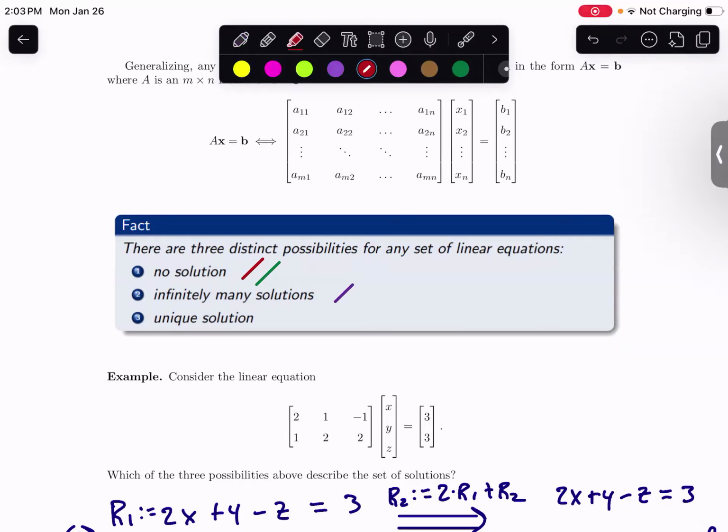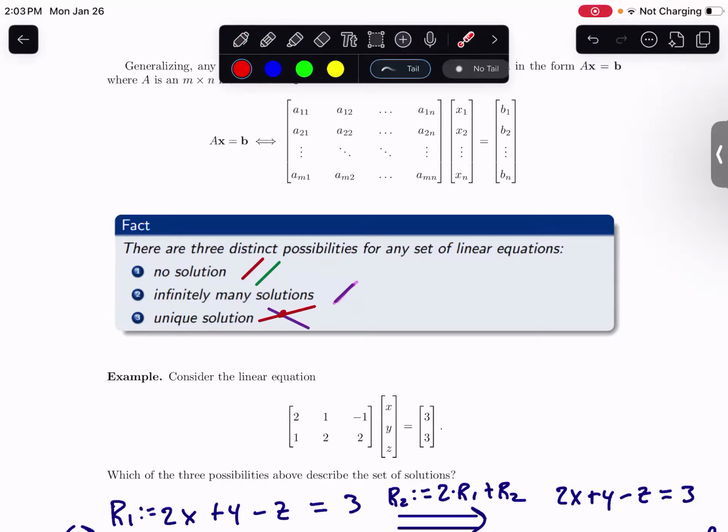which I don't really know how to depict. It's really saying the two equations represent the same line, so you have infinitely many points that satisfy the equation. And then you can have a unique solution, which is when you have two lines and there's one point of intersection between them. So those are the three scenarios.